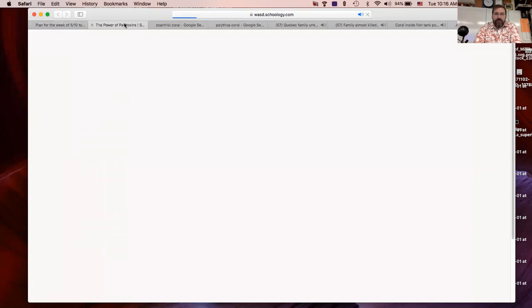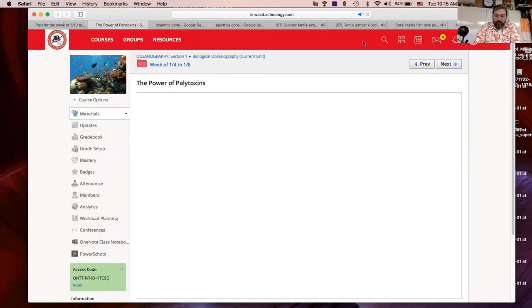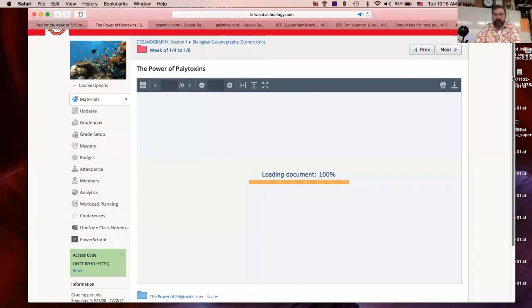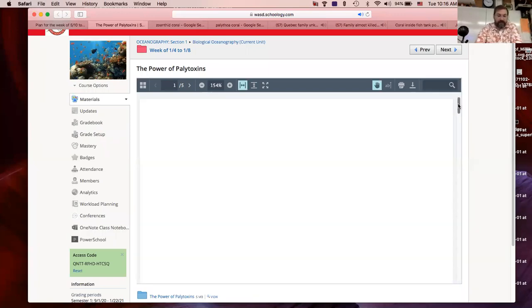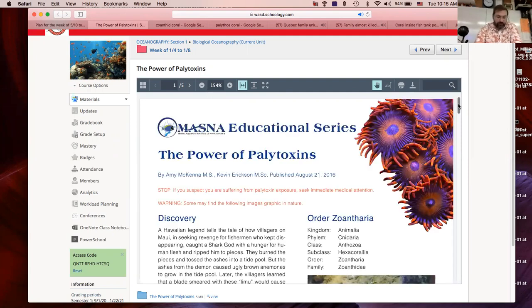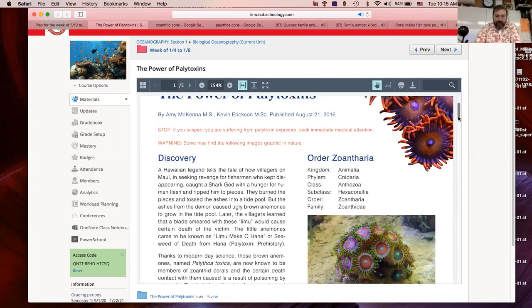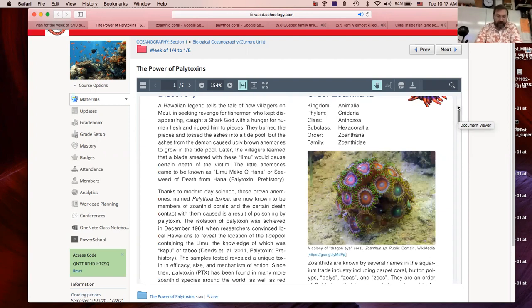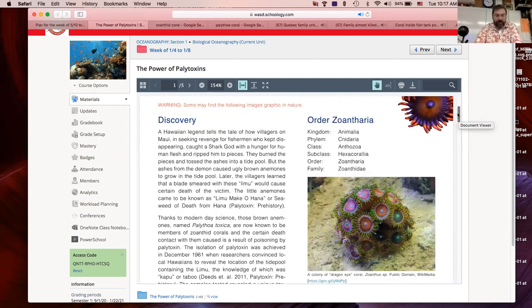And it's from the same educational series from MASNA, the Marine Aquarium Society of North America, about Palytoxin. And the article is a brief article giving an overview about what Palytoxin is, what its usefulness is to coral, what kind of applications it can have for humans, and then implications for keeping it in the aquarium in terms of safety. So at the beginning, there's a thing about the discovery of Palytoxin.